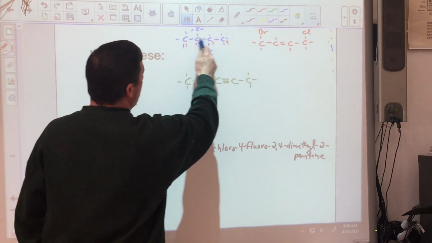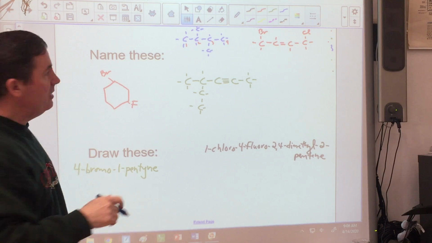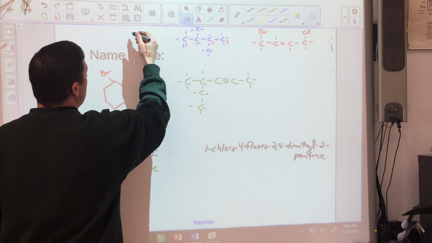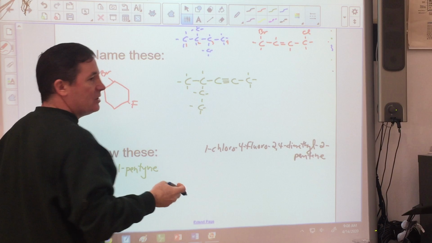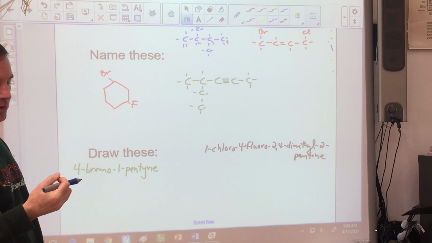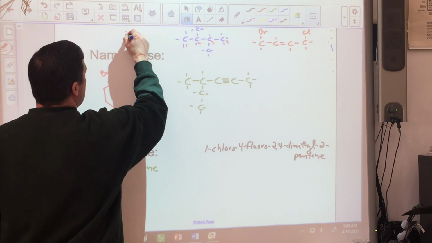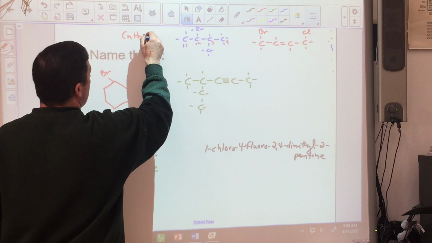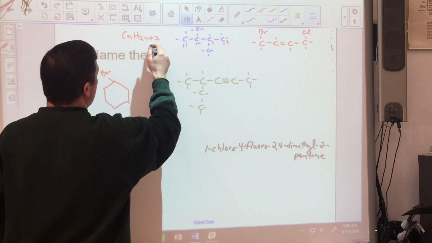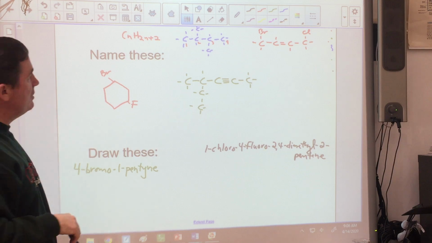So we only have single bonds here, so this is going to be an ane. Just as a reminder, this is a homologous series called an alkane. This is part of the alkane homologous series. And its equation would be C_nH_(2n+2). So that is also in your reference book, your reference table.